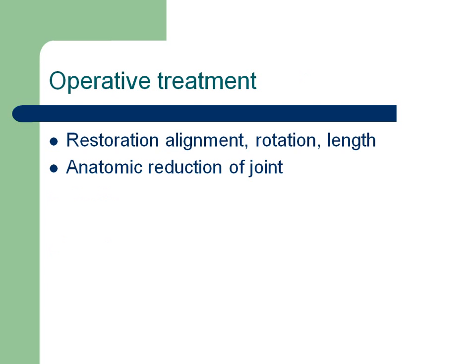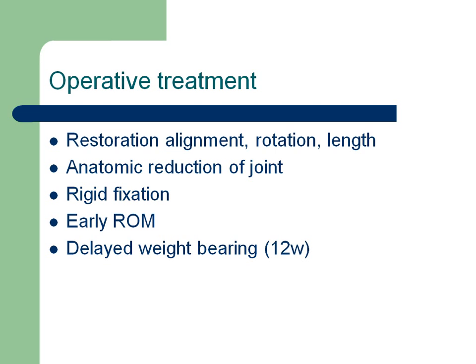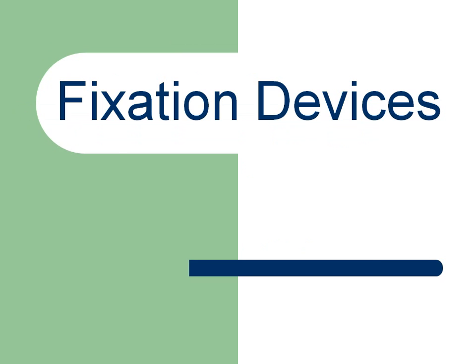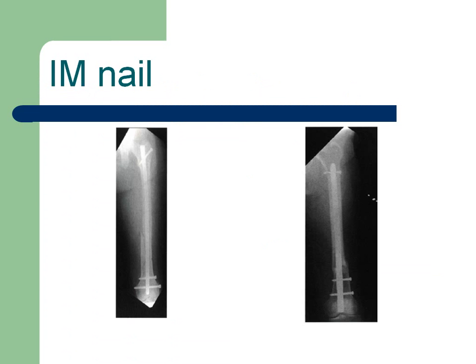for healing. In operative treatment, what's the option, and what's the meaning of ORIF? Restoration of the alignment, restoration of the rotation, and control of the length of the extremity, anatomical reduction of the joint, also important rigid fixation, and early ROM, range of motion, of the patient must be reached. Delayed weight bearing, approximately 12 weeks.